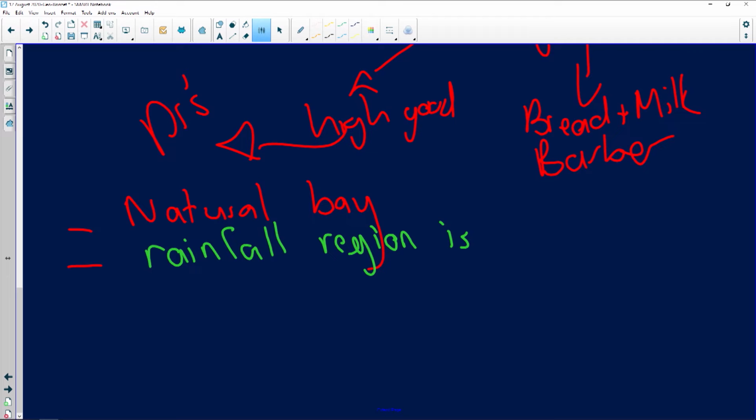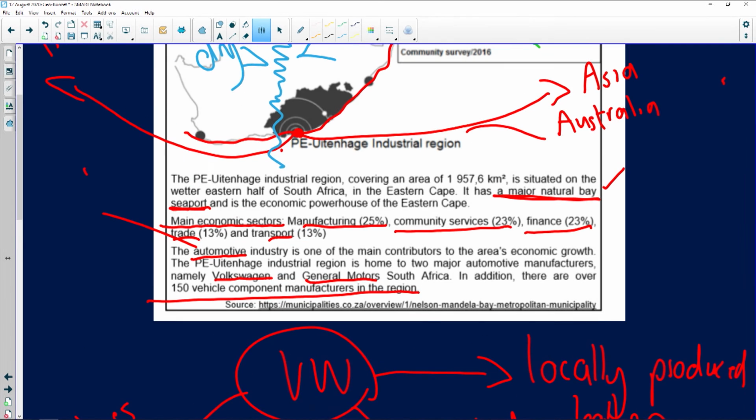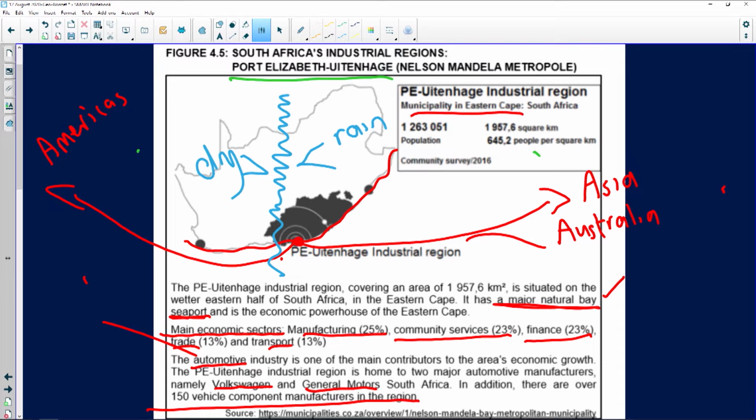I'm just going to put it as stable. Okay, and another reason we can mention is that it's quite a central location. It's right in the middle of South Africa, on the harbour. Once again, I've mentioned that to you. If you look at it, it's quite central.